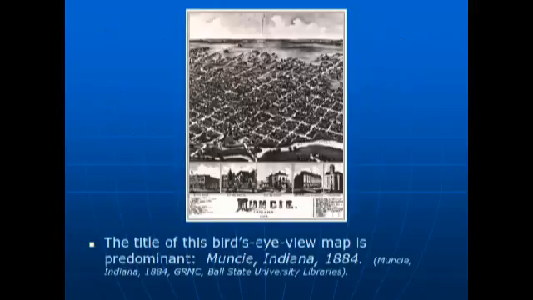For example, if you look at this, the title is simply the name of the place. It shows a bird's eye view map, taken in 1884, of Muncie, Indiana. This is the major title, telling what this map is all about. This map is showing something about Muncie in Indiana, which means that this is a map of Muncie, Indiana.